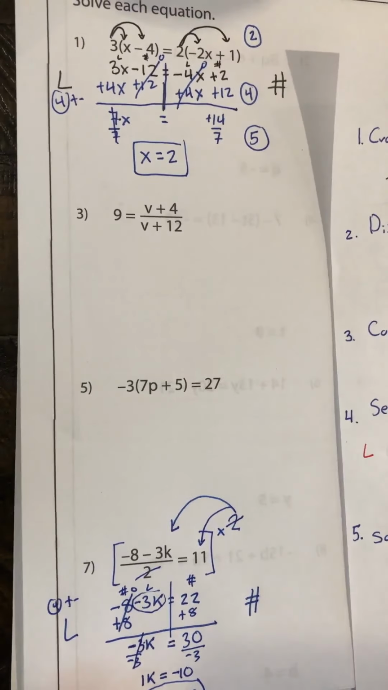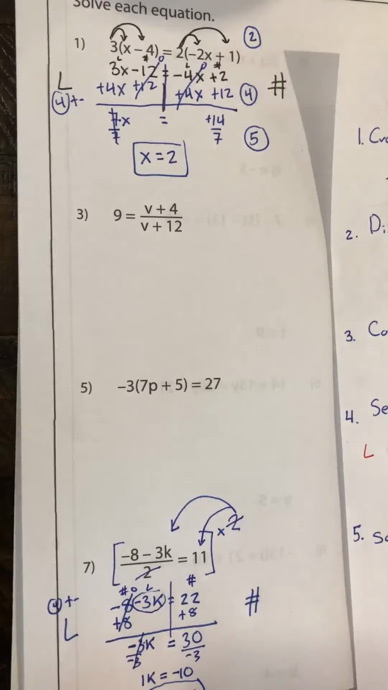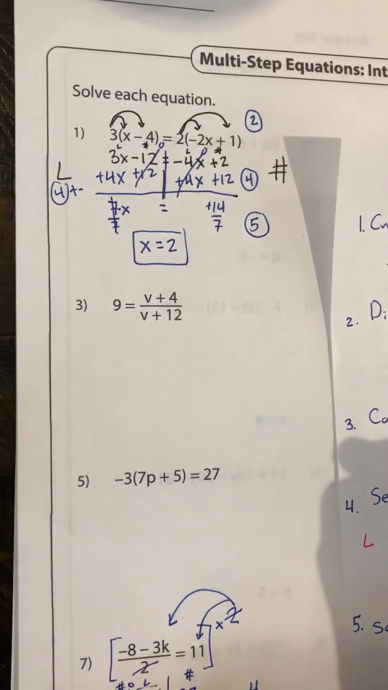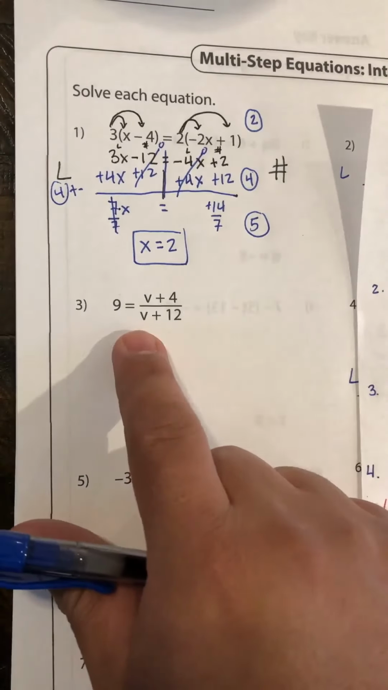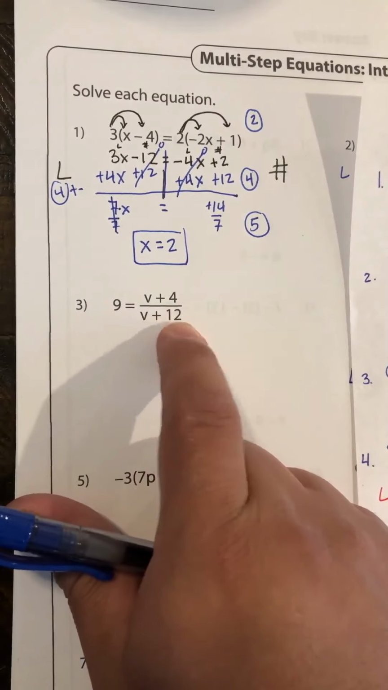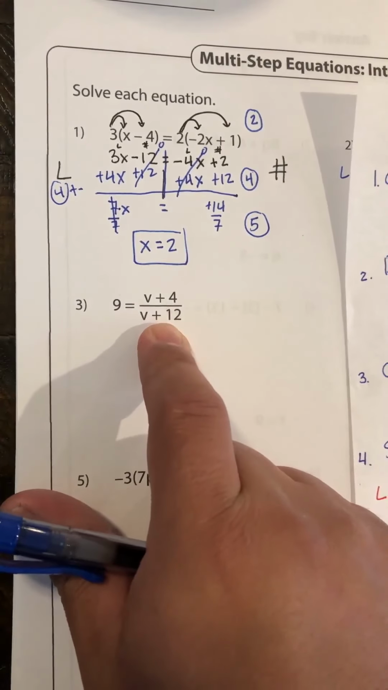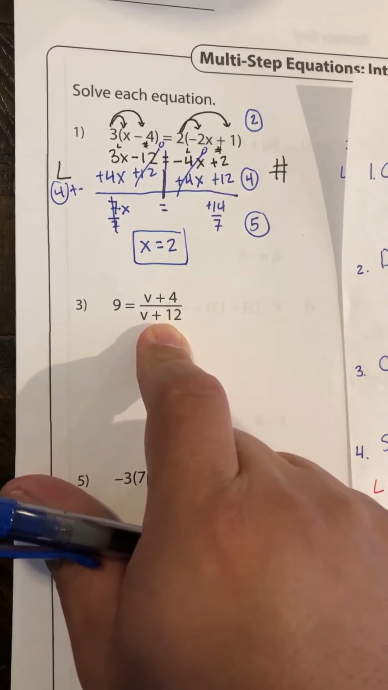So let me move to number 3. This is going to be like one of the hardest ones that you guys have to do on this set. So in number 7, our denominator was 2. That's why we multiplied by 2. And this one, our denominator is this little ugly thing here, right? V plus 12 is going to be the denominator. So that's all right. Let's go ahead and try to set that up.